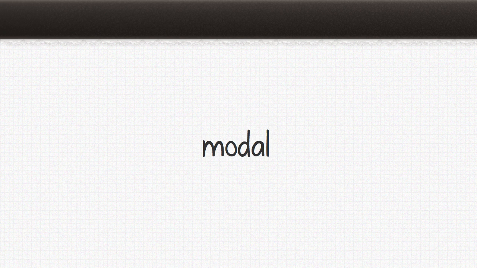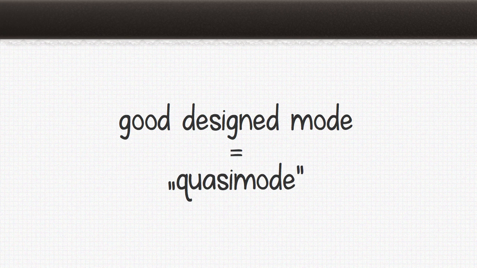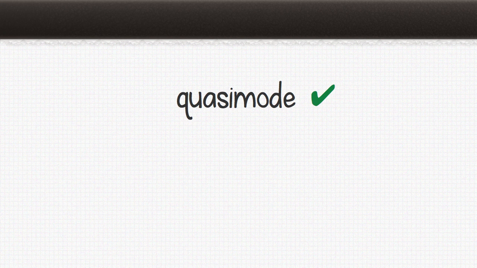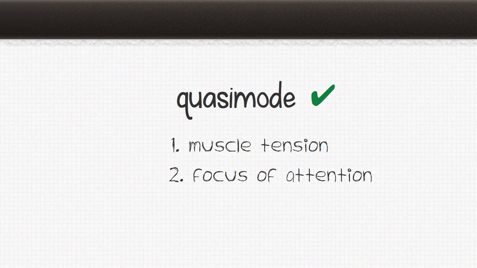Modal interfaces can cause great damage to the user experience and, if not handled well, lead to frustration and perplexity on the user's side. But modal interfaces can be done well. Jeff Raskin called these well-designed modes quasimodes, referring to the Hunchback of Notre Dame, Quasimodo. A quasimode is a mode which works for the user and does that in two possible ways: muscle tension or focus of attention. What does that mean?